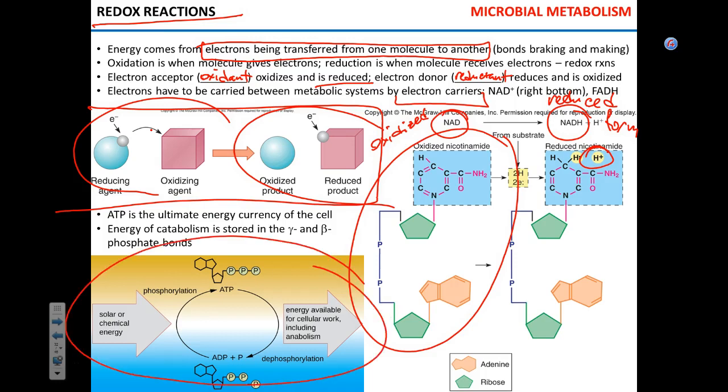So that energy of the cellular catabolism is stored in the molecule of ATP, in the gamma and beta phosphate bonds. It's a way to accumulate the energy. ATP synthesis requires energy, but then when you break it down, that energy is released back. It's like an energy investment. You invest energy in the ATP molecules. When you break down ATP molecules, your investment pays off. You can use that energy then. We're going to discuss why you need to have a currency in the cell.